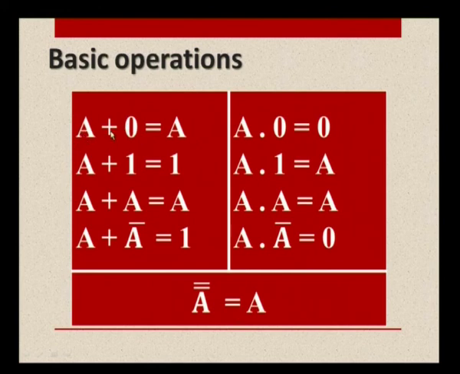The variable A ORed with 0 is A, A plus 1 is 1, A plus A is A, A plus A complement is 1. Similarly, A dot 0 is 0, A dot 1 is A, A dot A is A, A dot A complement is 0. Here the dots represent AND operation, the plus signs represent OR operation, that we have to keep in mind.